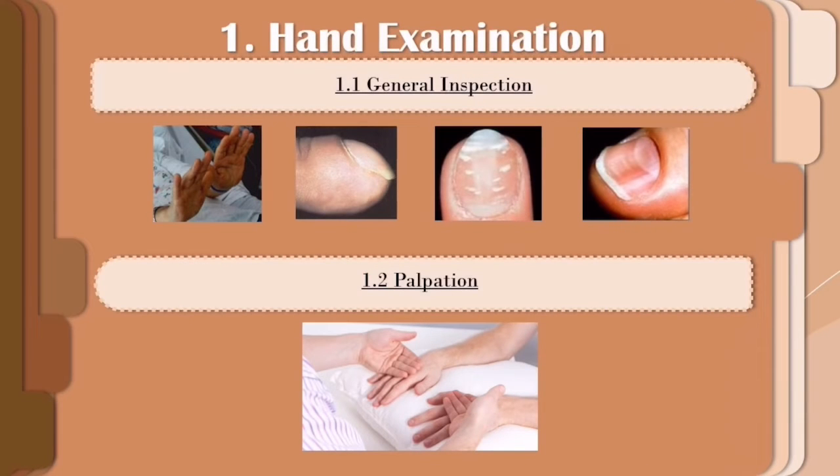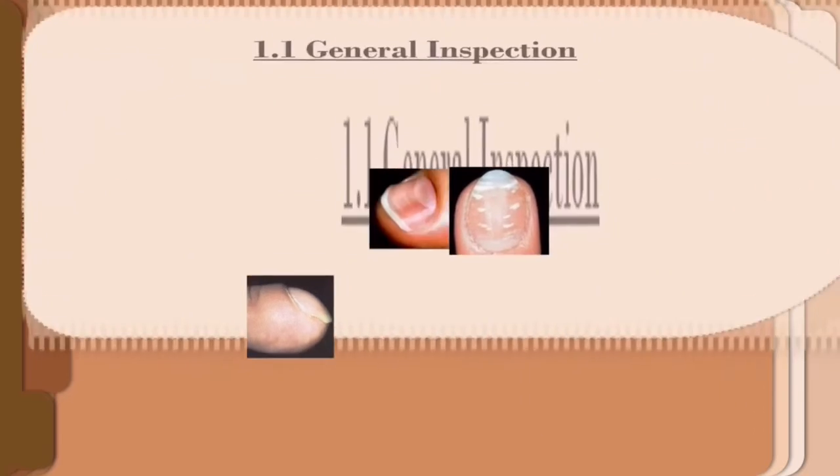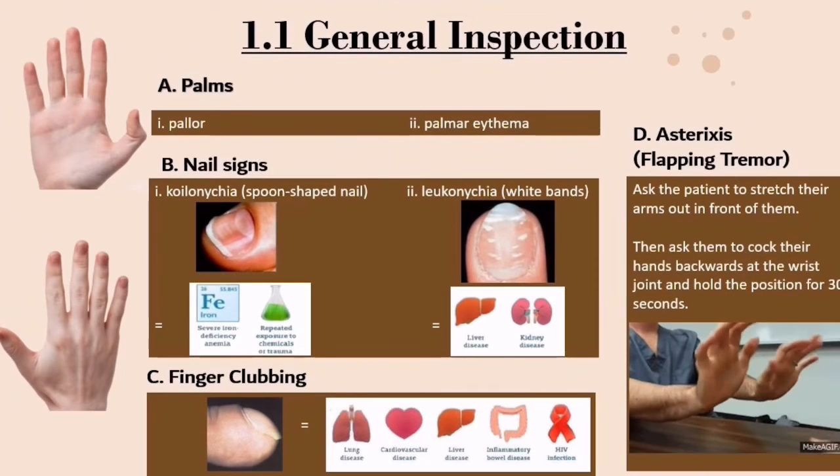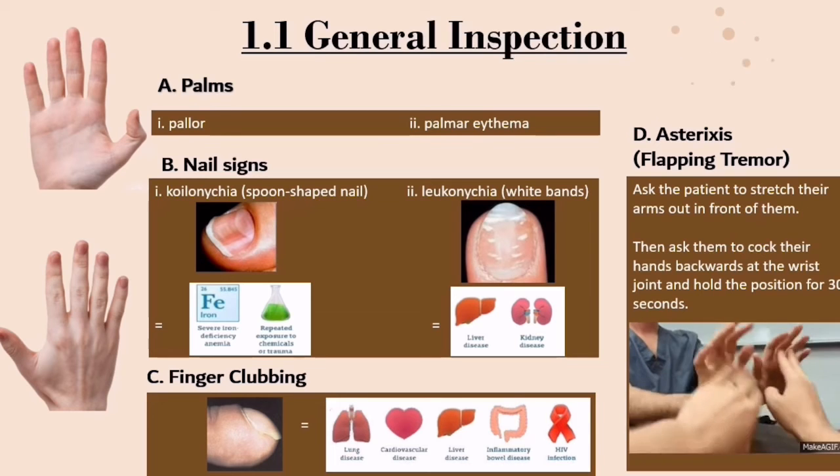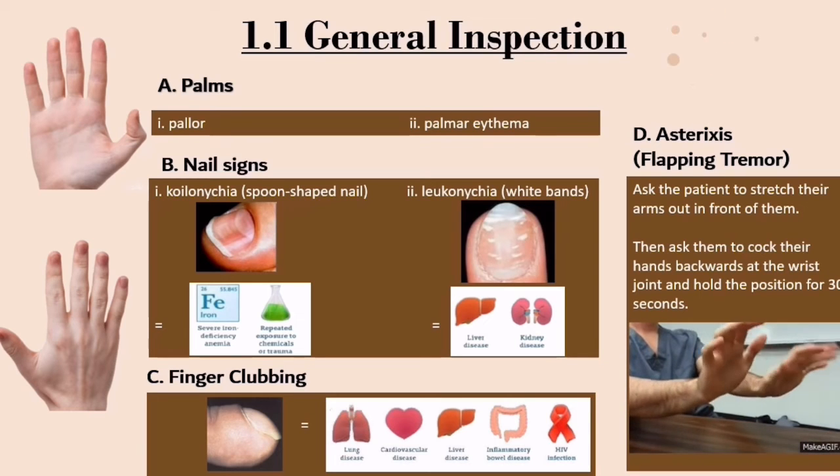Afterwards, we can start the examination involving the upper limb. So the hands provide lots of clinically relevant information, but generally you should inspect the palms for a sign of pallor, which suggests underlying anemia, and palmar erythema that can be associated with chronic liver disease.